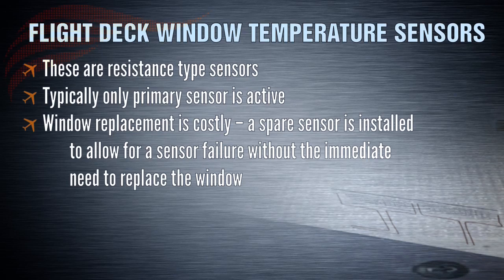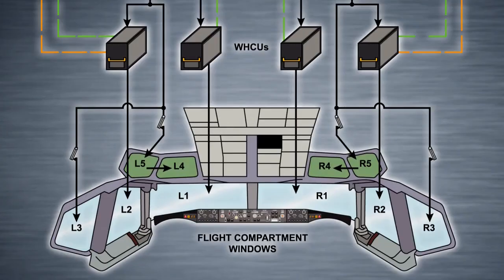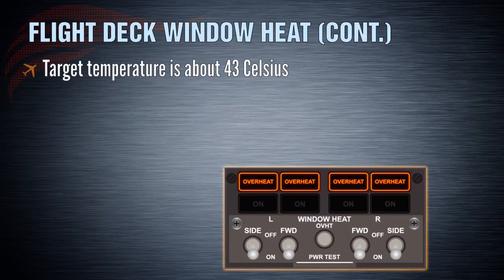In the event of a failure of the primary sensor, the spare sensor may be selected by maintenance in the E&E bay on the ground. The active sensor feeds back temperature information to the window heat control unit, which then applies power to the window as required to meet target temperature. Target temperature is approximately 43 degrees Celsius.